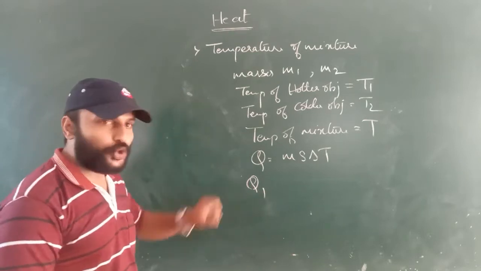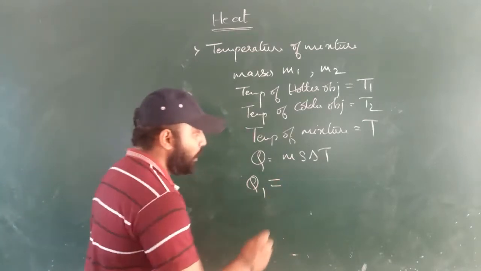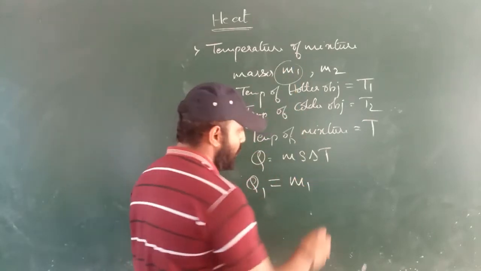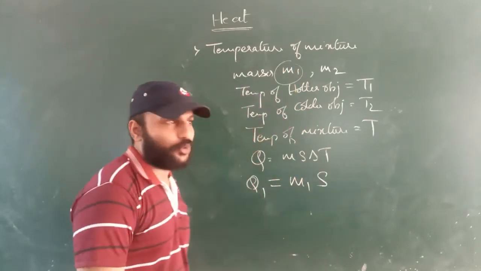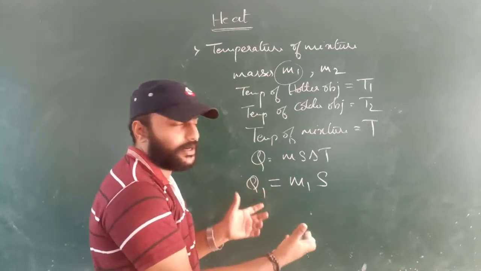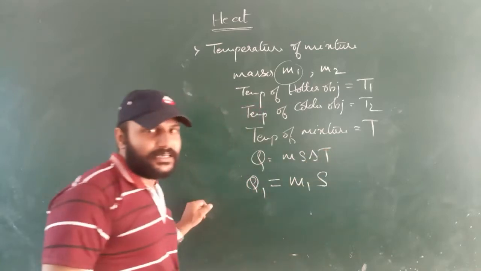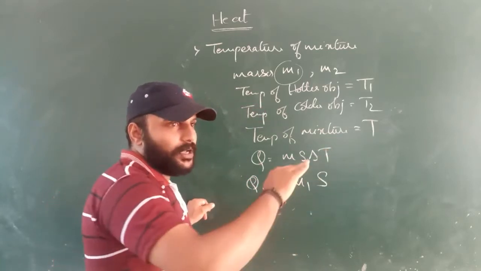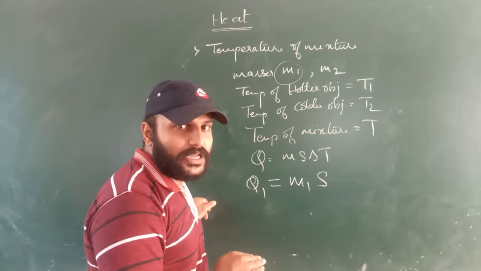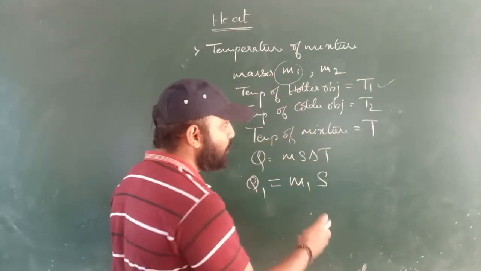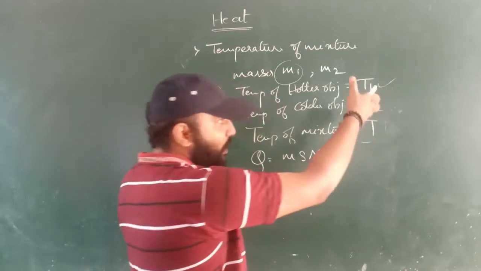Let the heat energy required to heat the hotter object be Q1. Q1 equals mass, which is what? I have taken the hotter object's mass as M1, times the specific heat, and both are water, so we take the specific heat of water as s. The delta T means what? Change in temperature. Change in temperature is nothing but higher temperature minus lower temperature. Here what is the higher temperature? T1 is the higher temperature. What is the lower temperature? The temperature of the mixture.